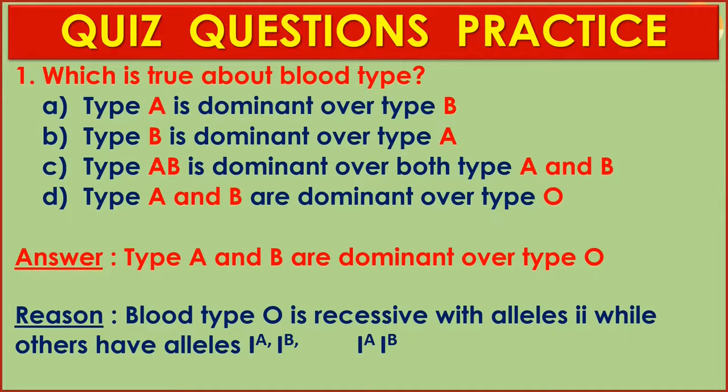The reason behind this is that blood group O is a recessive blood group, whereas blood group A, blood group B and blood group AB are dominant over blood group O. Blood group O is represented with allele small i, while blood groups A, B and AB are represented with alleles IA, IB and IAIB.